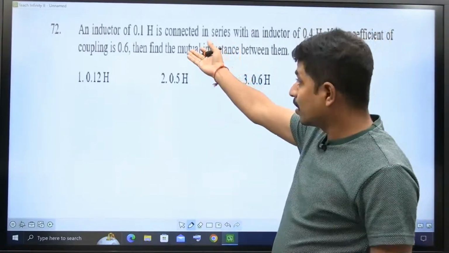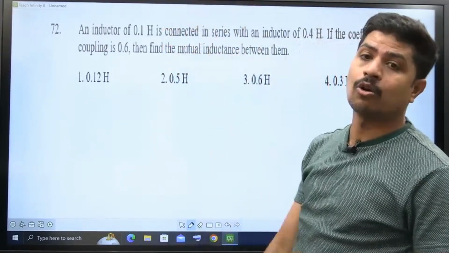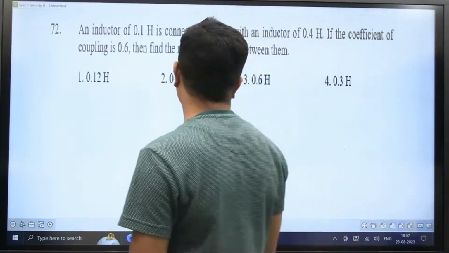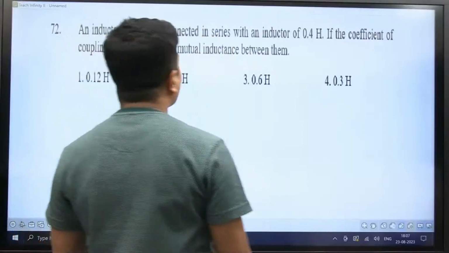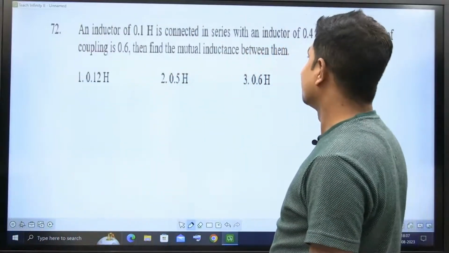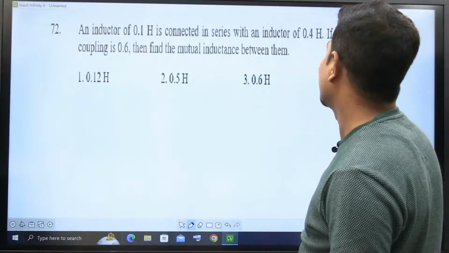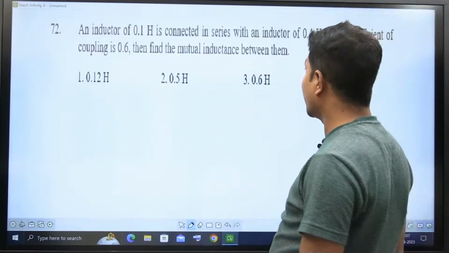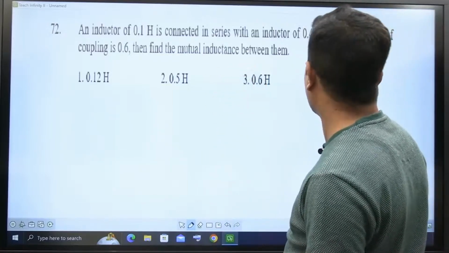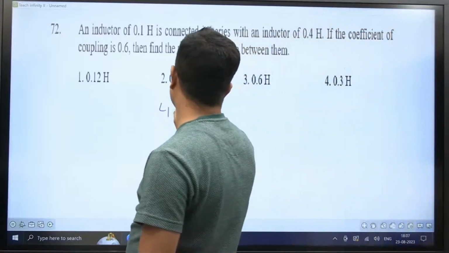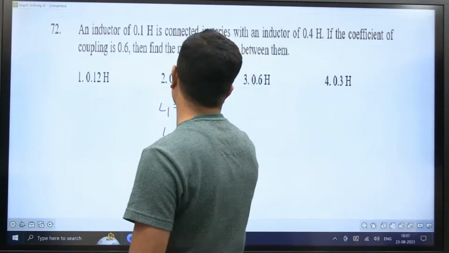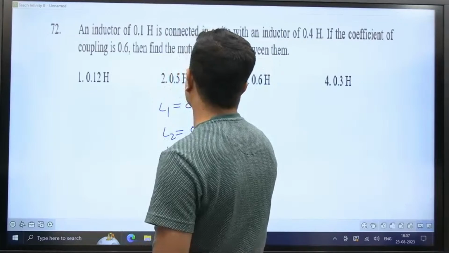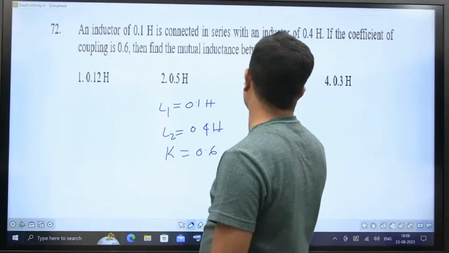This is the third or fourth question on the self and mutual inductance topic. An inductor of 0.1 Henry is connected in series with an inductor of 0.4 Henry. If the coefficient of coupling is 0.6, then the mutual inductance between them is dash. L1 is equal to 0.1 Henry, L2 is equal to 0.4 Henry, and the coefficient of coupling K is given as 0.6.